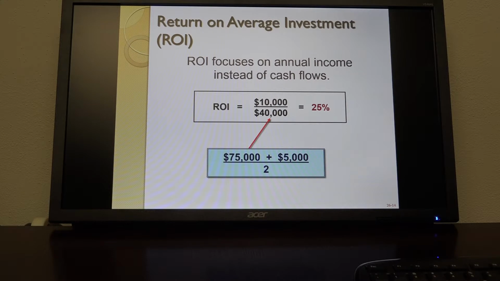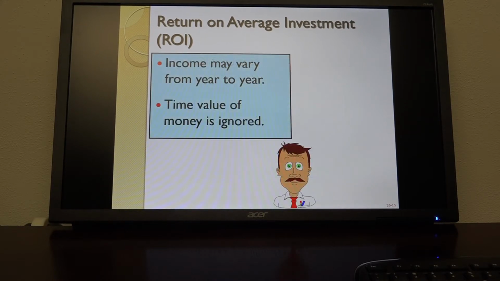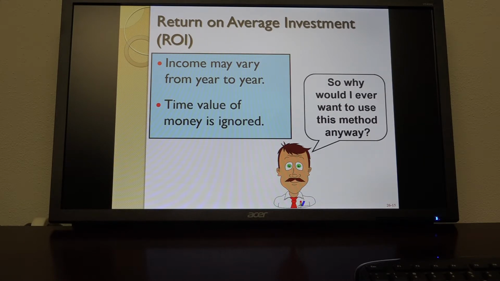So here you want to pick the ROI that's the highest if you have alternative capital decisions that you might be making. In other words, pick the alternative that has the highest ROI. What are the problems with ROI? Well, income may vary from year to year. Time value of money is ignored. The other thing is it doesn't consider the fact that depreciation is a non-cash item. It's treating depreciation as an outflow.